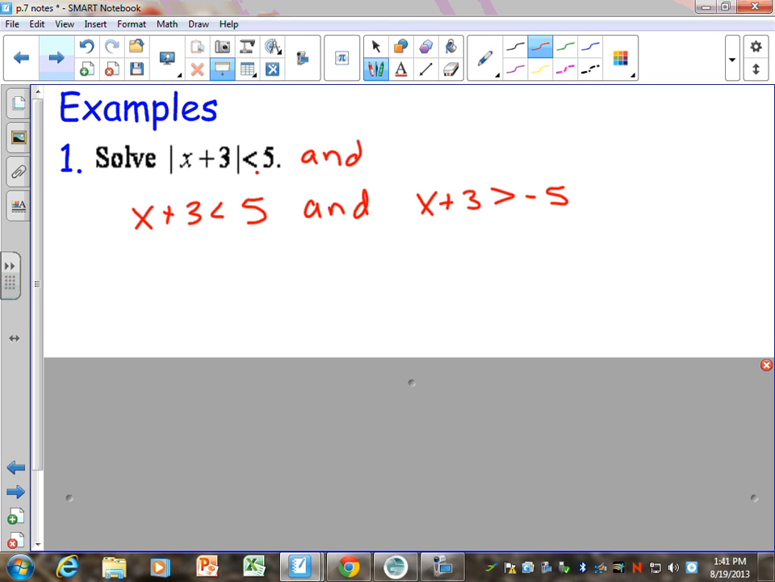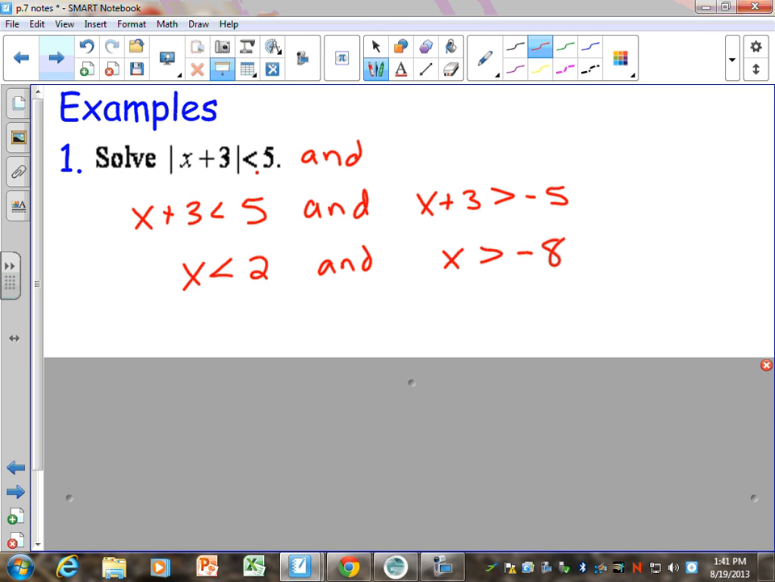But when I subtract 3, I'm going to get x is less than 2, and x is greater than negative 8. Back when we did this in Algebra 1 and maybe even in Algebra 2, we would always graph this on a number line. And I'll show you this one, but you don't have to graph these on your homework.